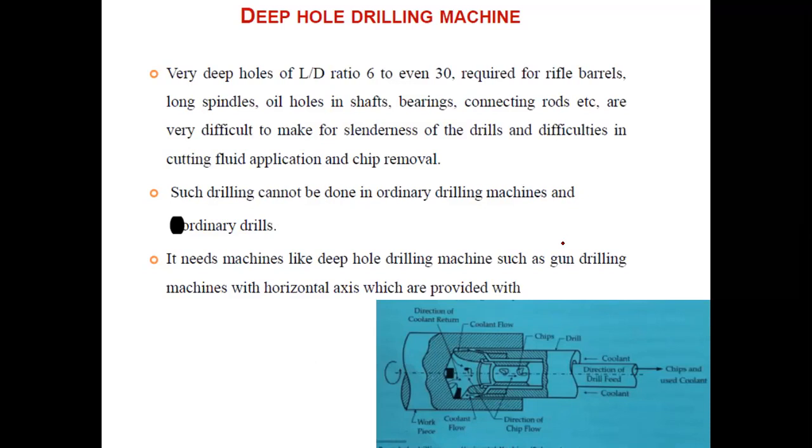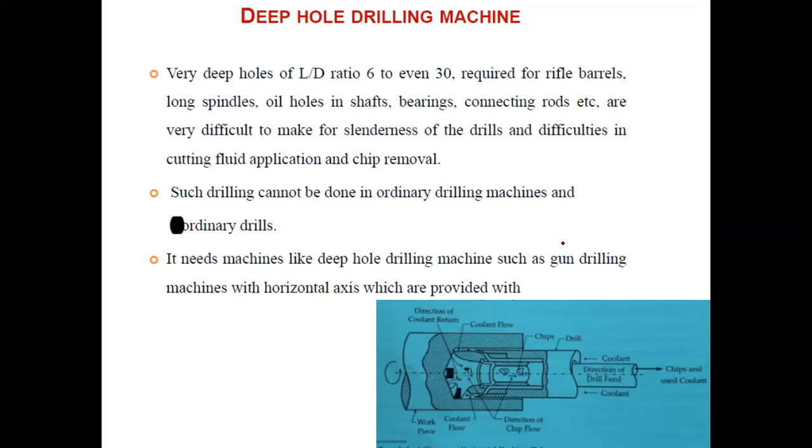For a normal drilling machine, as I told you, the depth may be maximum 2, 3, or up to 5 times the diameter. But if the length is more than 6 times the diameter, that is, the L by D ratio is more than 6, we normally use this deep hole drilling machine. L by D ratio 6 and even up to 30 can be handled. It is required for rifle barrels, long spindles, and oil holes. In a crankshaft, the deep holes required for lubrication are made using this. Bearings, connecting rods, etc. are very difficult to make because of the slenderness of the drill.